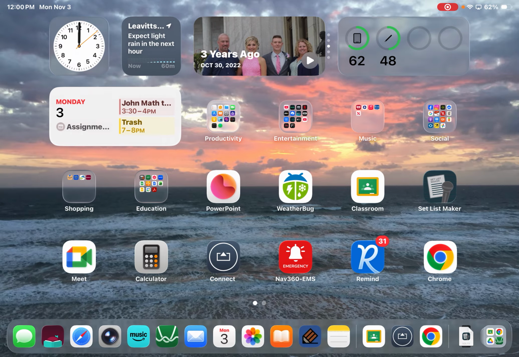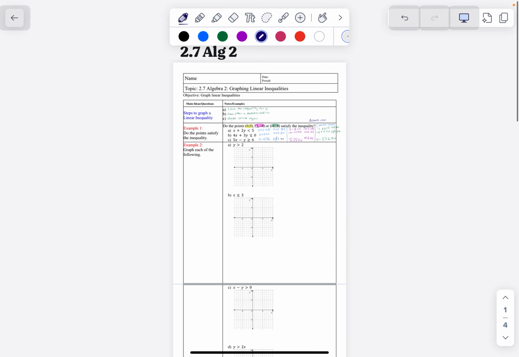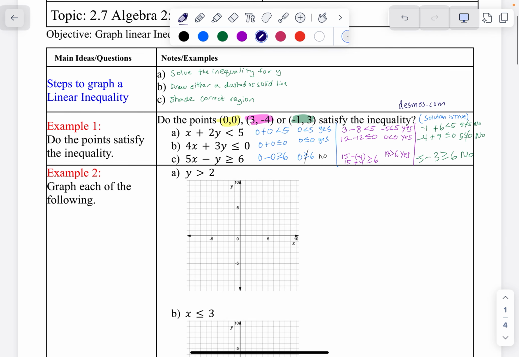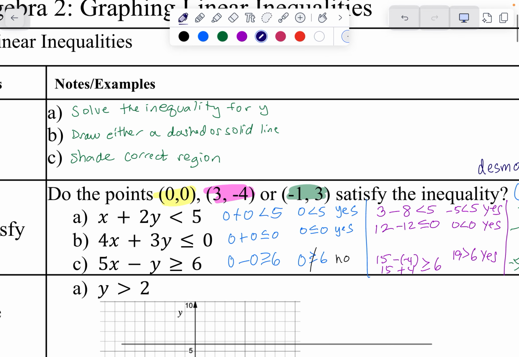Okay, so I'm going to go back to notes, and I want to practice graphing, okay? Now remember the steps were to solve the inequality for y, draw either a dashed or a solid line, and shade the correct region. Let's go back up to our notes for a minute. I want to add a little note.